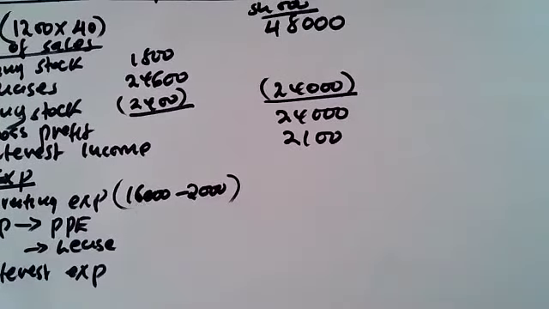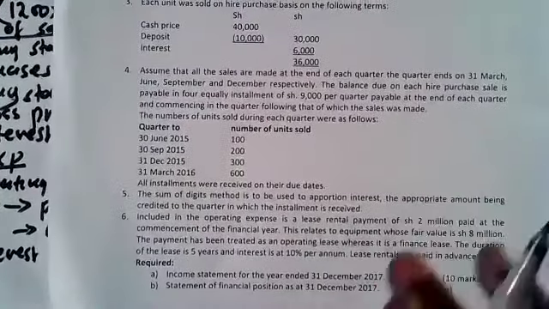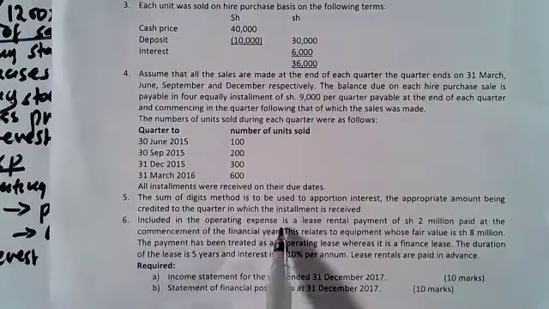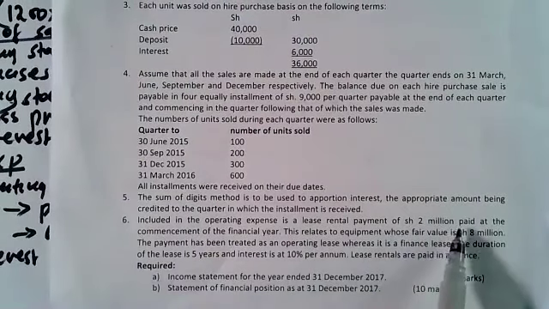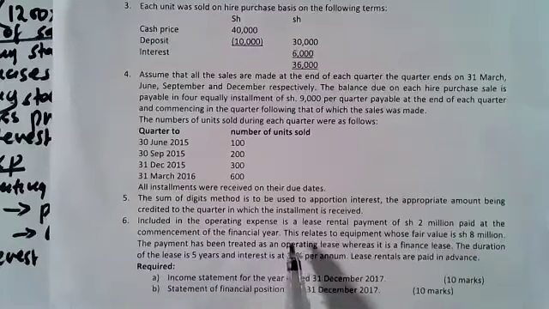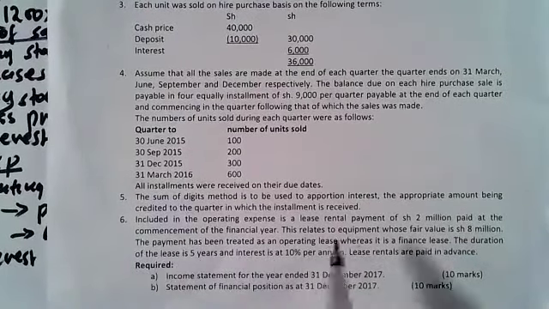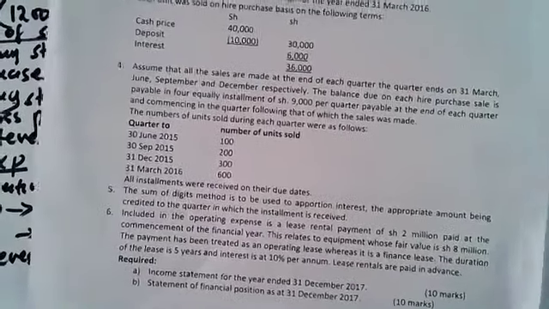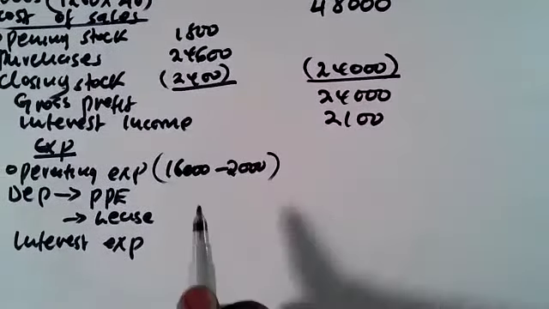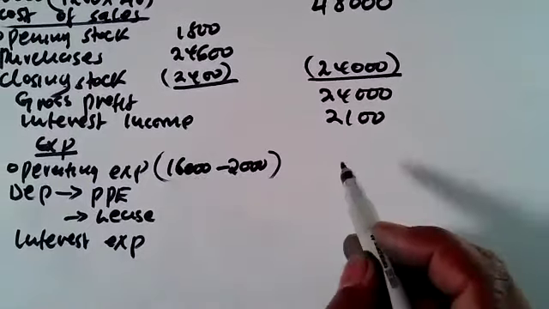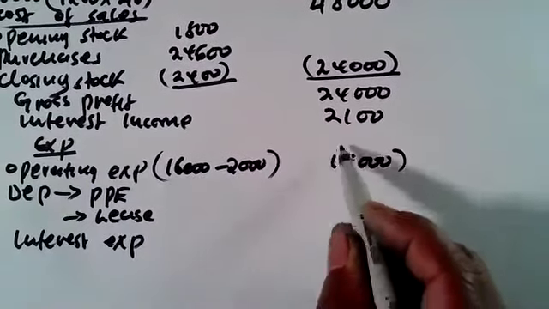Remember, note number 6, kulikuwa na ile lease. We had paid a lease rental. Let me take you back there. Note number 6. Included in the operating expense is a lease rental payment of 2 million paid at the commencement of the financial year. Tulikuwa tumeambiwa the payment has been treated as an operating lease, whereas it's a finance lease. Kwa hivyo ukija hapa kwa operating expense, it's 16 utoe hiyo 2,000, tabakia 14,000.